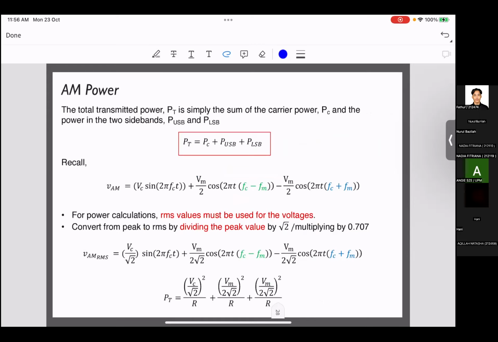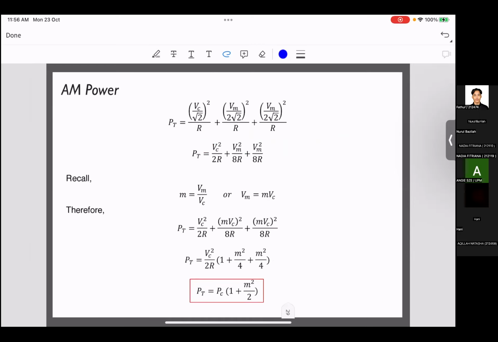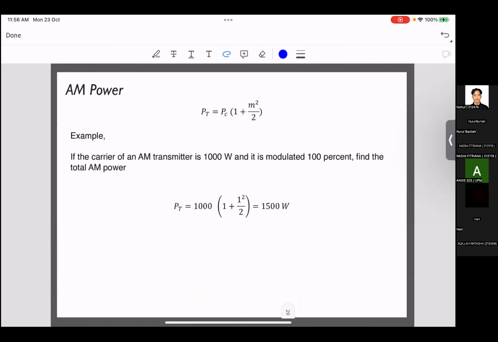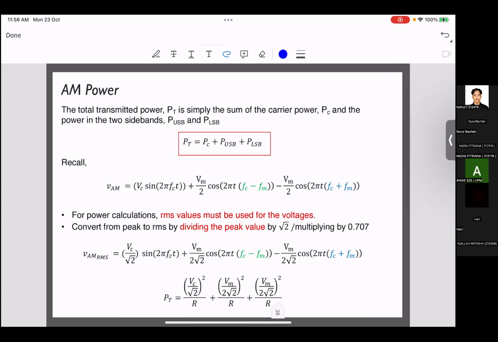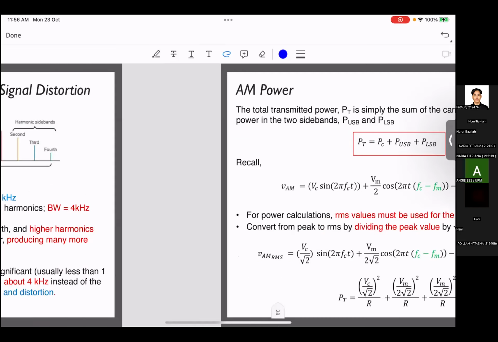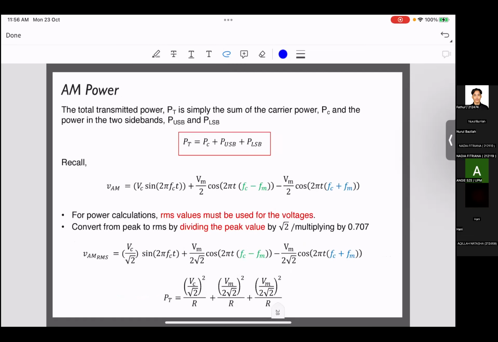Okay. Let's try to finish AM power, and then we will take a 10-minute break again. I know online class is very tiring on your brain. So let's try to go for a few more slides, and then we will take a break, okay?